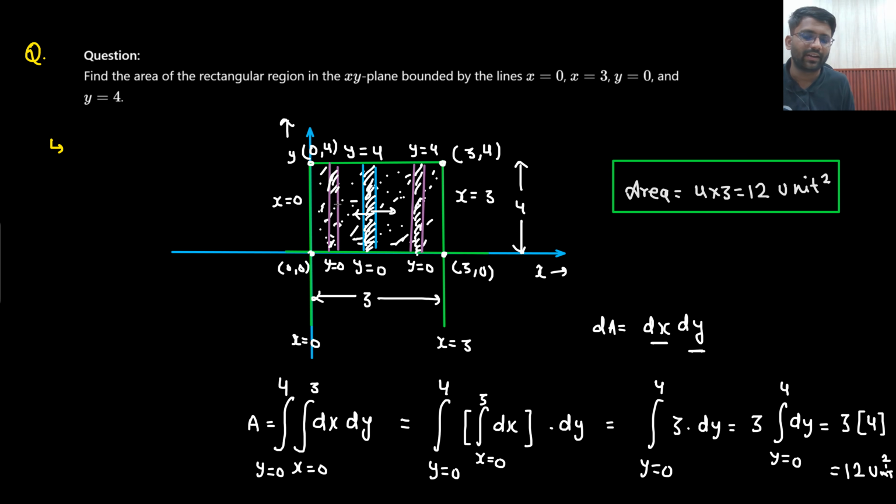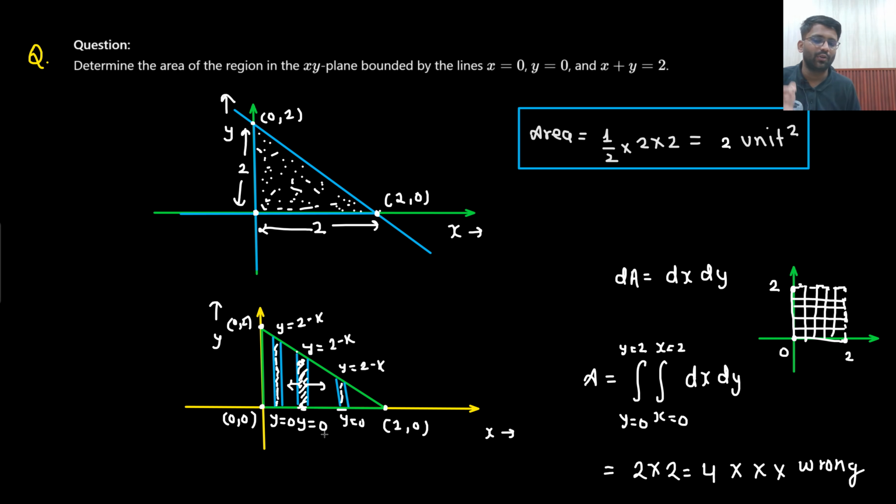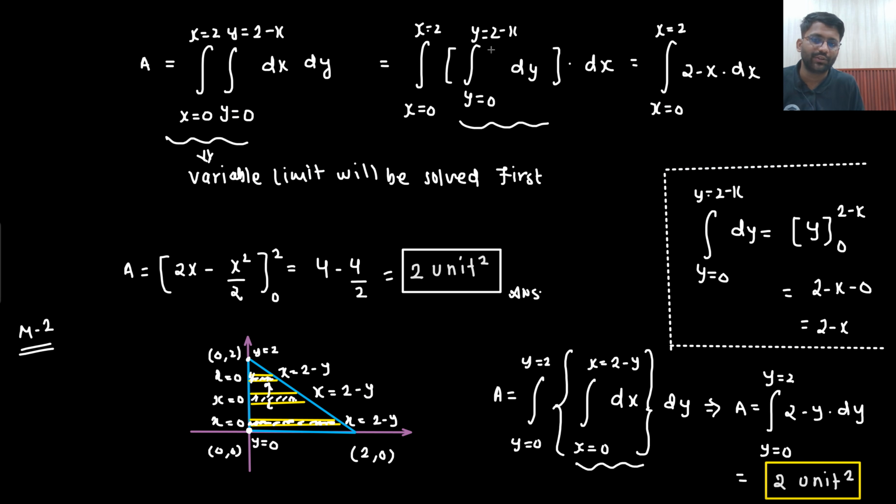And in this example as well you could have taken the horizontal strip. If you take the horizontal strip, the same scenario would happen. x would go from 0 to 3 and y would go from 0 to 4. Is that clear to you? Limit will always be taken from lower limit to higher limit. Lower to higher. 0 to 2 minus x, 0 to 2. Lower to higher always.